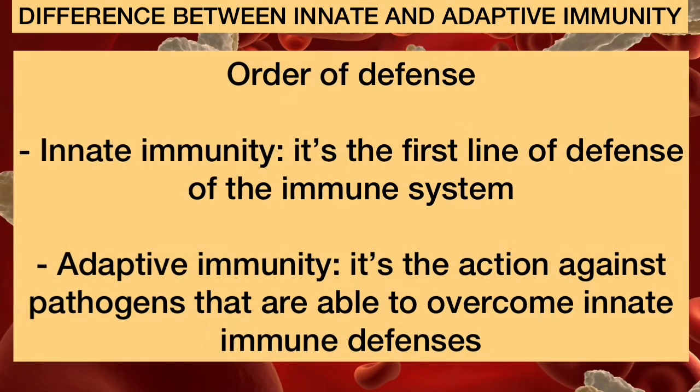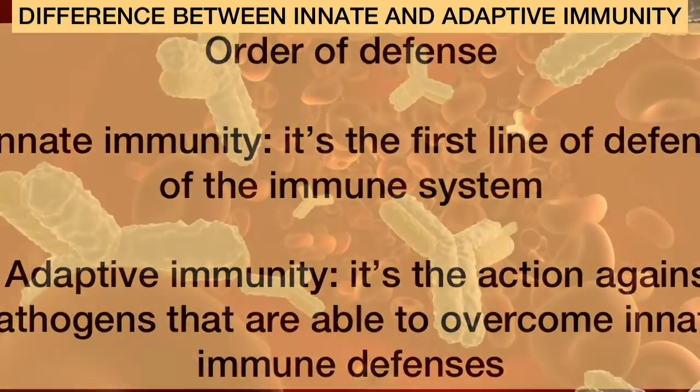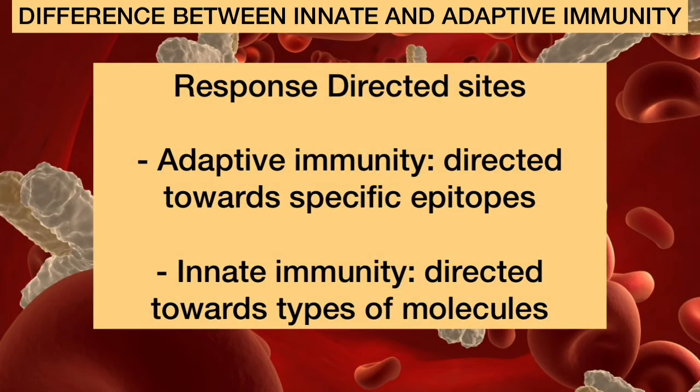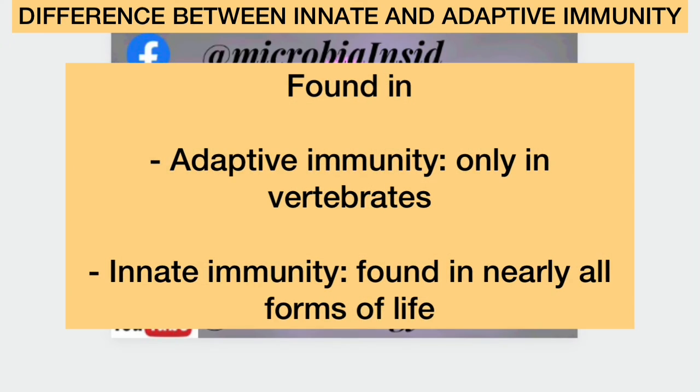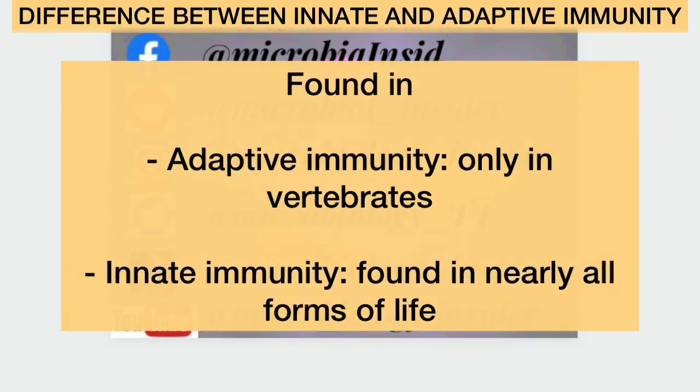Order of defense. Innate immunity is the first line of defense of the immune system, whereas adaptive immunity is the action against pathogens that are able to overcome innate immune defenses. Response-directed sites. Adaptive immunity is directed towards specific epitopes, whereas innate immunity is directed towards types of molecules. Adaptive immunity is found only in vertebrates, whereas innate immunity is found in nearly all forms of life.